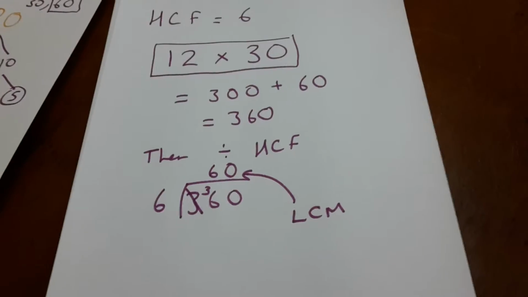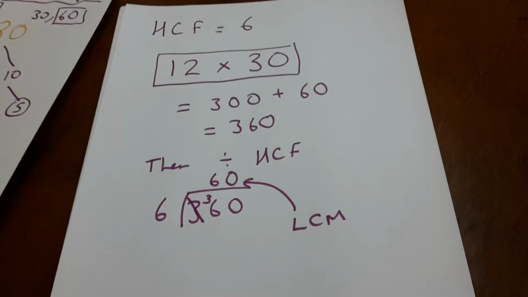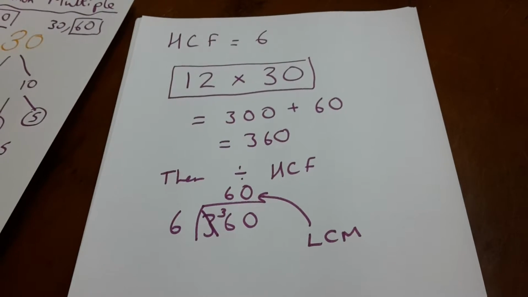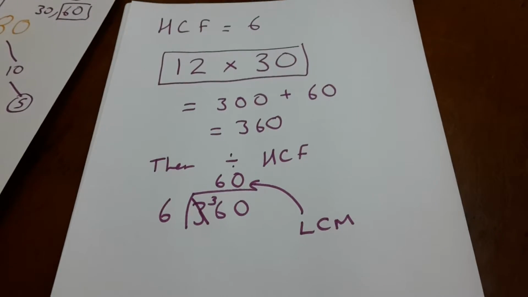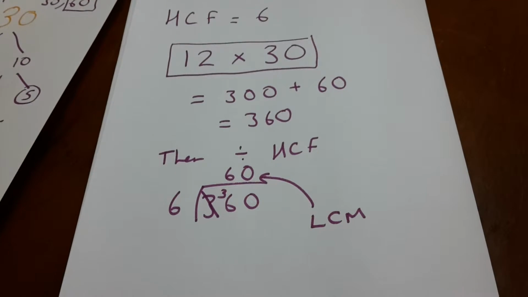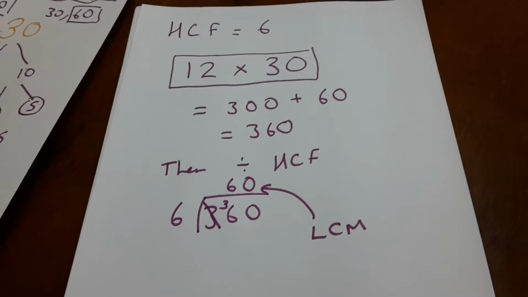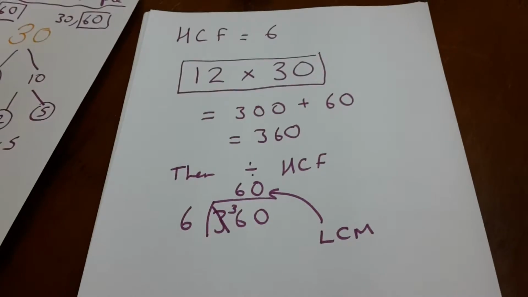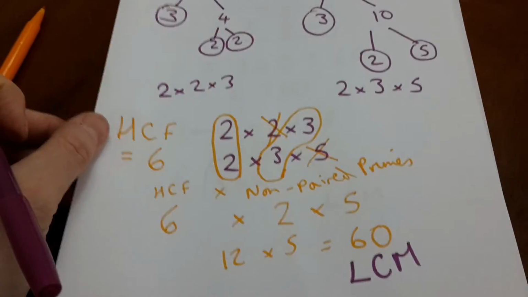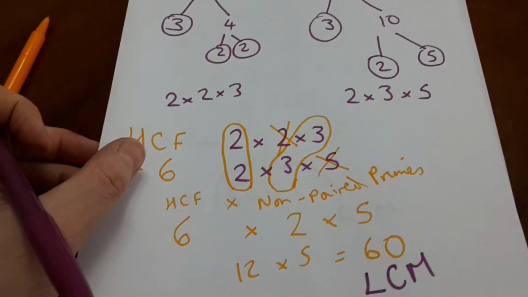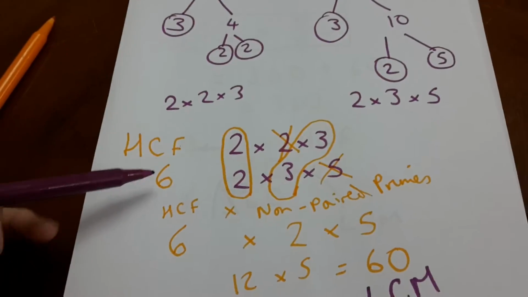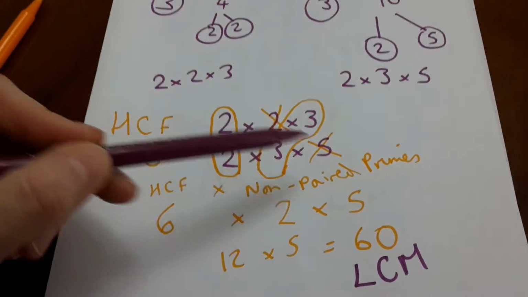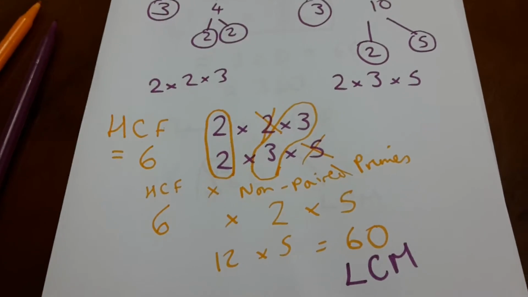So every time I'd advise you to calculate your highest common factor. And if you look at the playlist, it's the video before this one, how to do it. Then multiply the two numbers that you've been given together, and divide by your highest common factor. If you don't like using that method, what you can do is work out your highest common factor and then multiply your highest common factor by any non-paired primes, so the ones that I cross through.